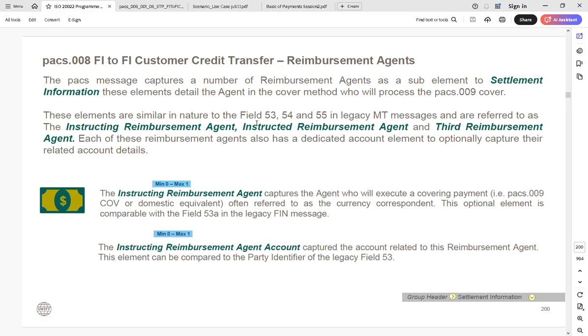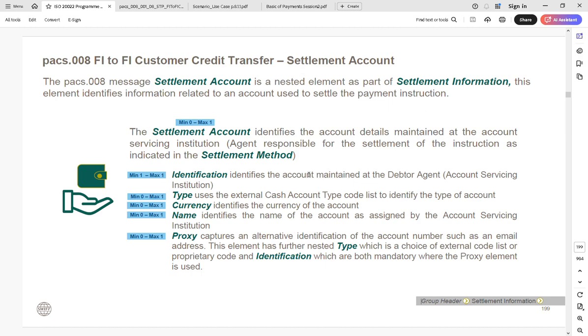The main part today was the settlement method, and that we have discussed in detail. Again, there are four settlement methods: INDA, INGA, cover and CLRG. The clearing method we are going to use only when we are doing a high value payment system. A high value payment system is nothing but doing the clearing between the same currency and the same country.